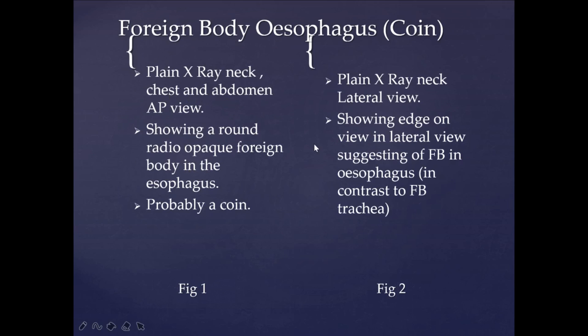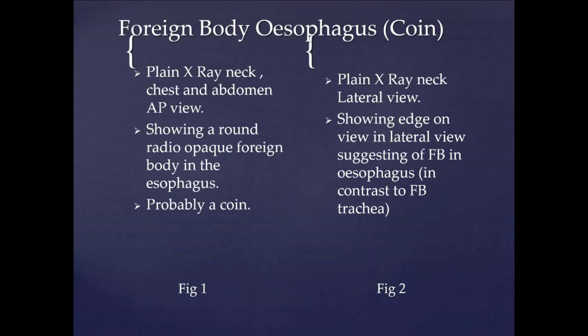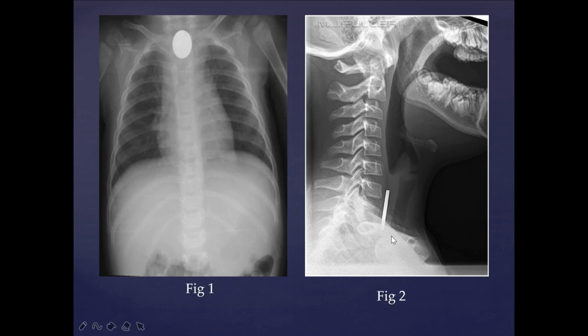So first X-ray is the AP view, second X-ray is the lateral view. In AP view, you can see the round radio-opaque foreign body in the esophagus. In lateral view, you can see the heads-on view. Heads-on view and end-on view are the two different points. So if you see the heads-on view in the lateral view, that means the foreign body is in the esophagus. And also you can see the clear air column in front of the soft tissue opacity.